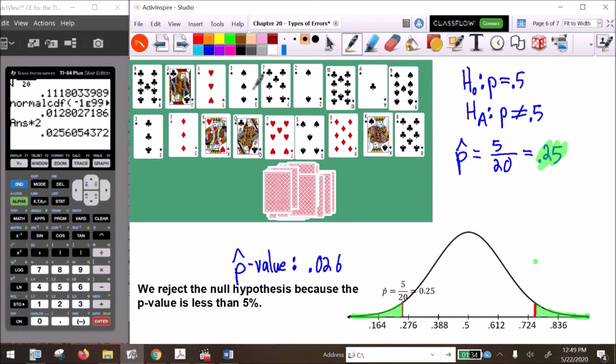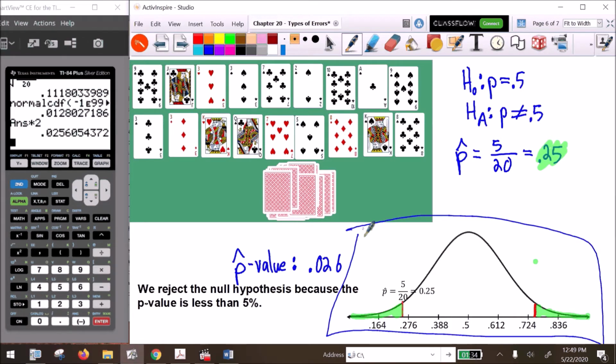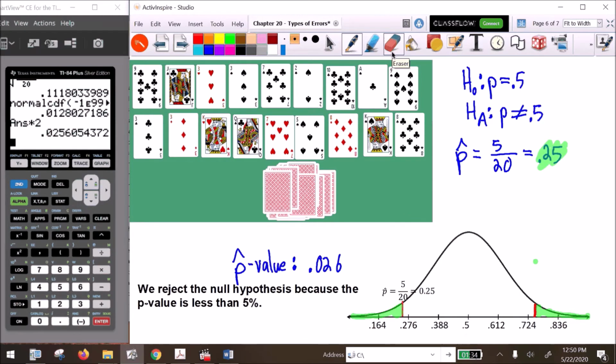All right, so what we did here was we built a normal model based on the regular deck of cards that has 50% of them red. We plotted our sample proportion of red cards on that normal model, and we calculated the p-value, which was the probability of obtaining a sample result that far from the mean or further in the other direction. And we found out that that was a pretty low probability of occurring, so we rejected the null hypothesis. It's probably not a standard deck of cards with 50% red.